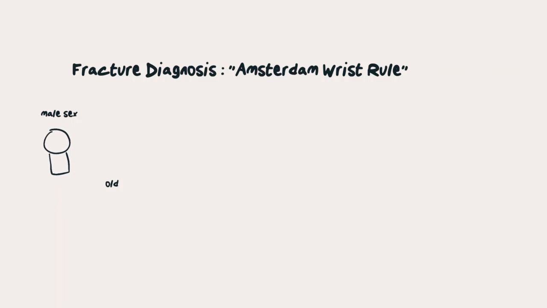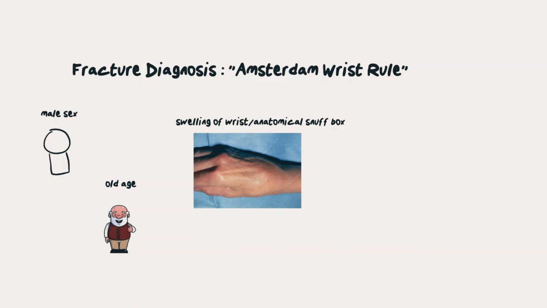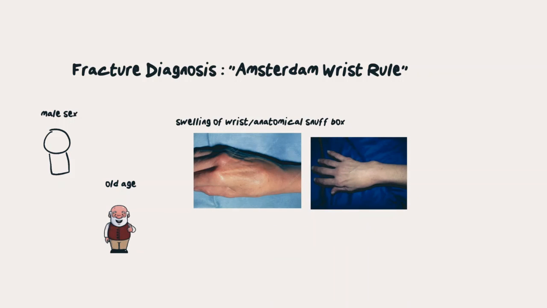Now, in order to accurately diagnose a fracture and to decrease patients' radiation exposure, the Amsterdam wrist rule is applied to screen which patient is appropriate. So essentially those who are male, those who are older, those who have a swelling of wrist or anatomical snuff box, and most importantly, those who have a visible deformity at the wrist joint are subjected to radiography.